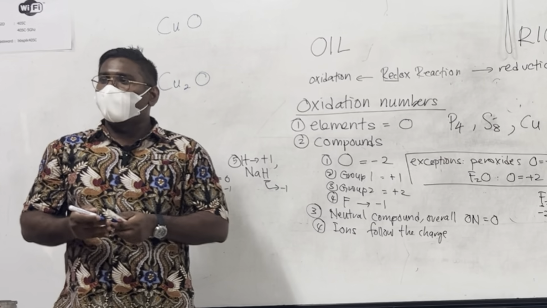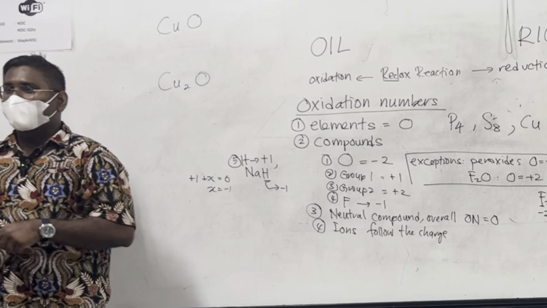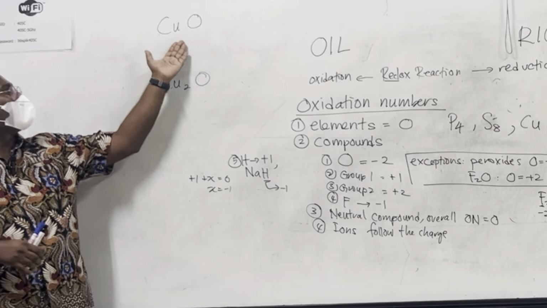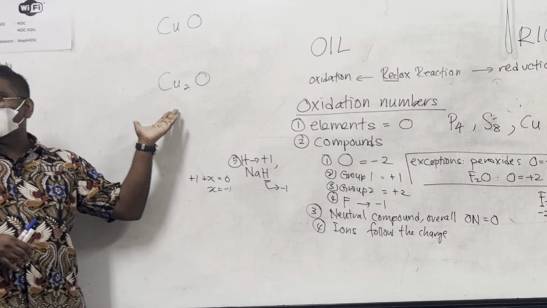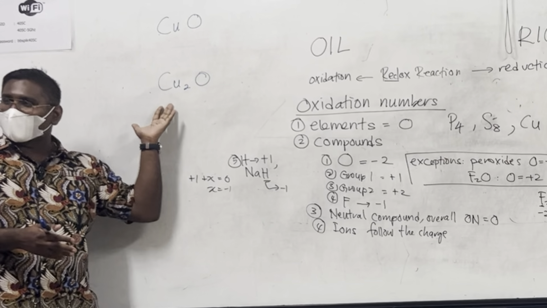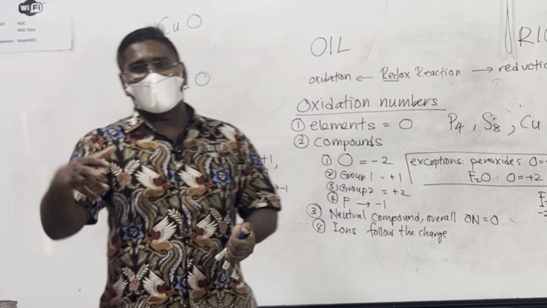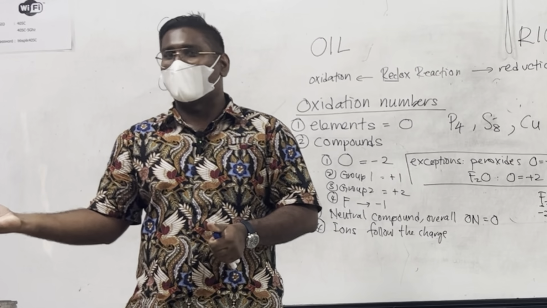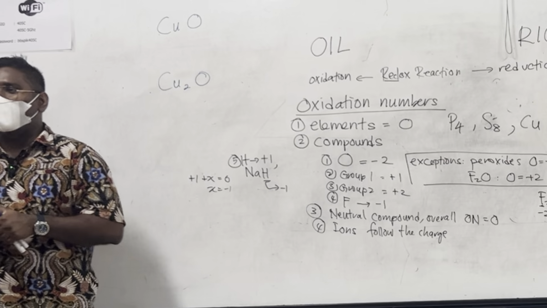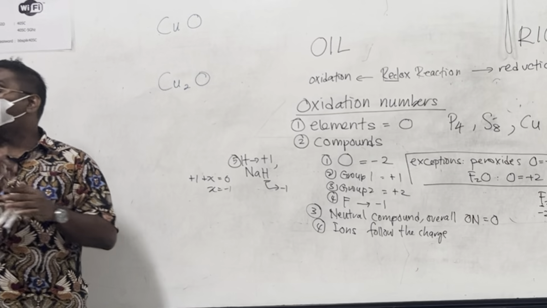Okay? Can you name the first compound? Can you name the second compound? Yeah? What is this? Copper oxide. What is this? Copper 2 oxide. Copper what? Copper dioxide, carbon dioxide, dioxide means 2 oxygen. Yeah. So when we name, please remember, both of them are copper oxide, but they are different.